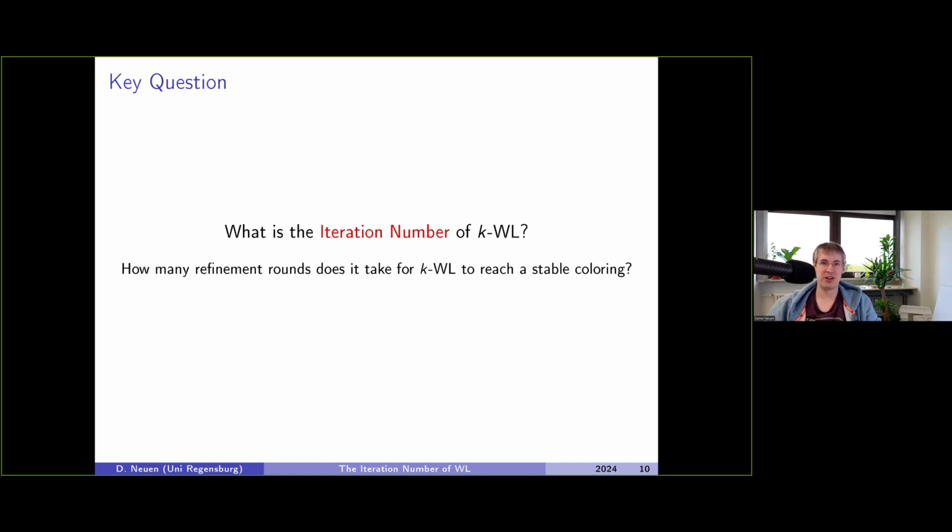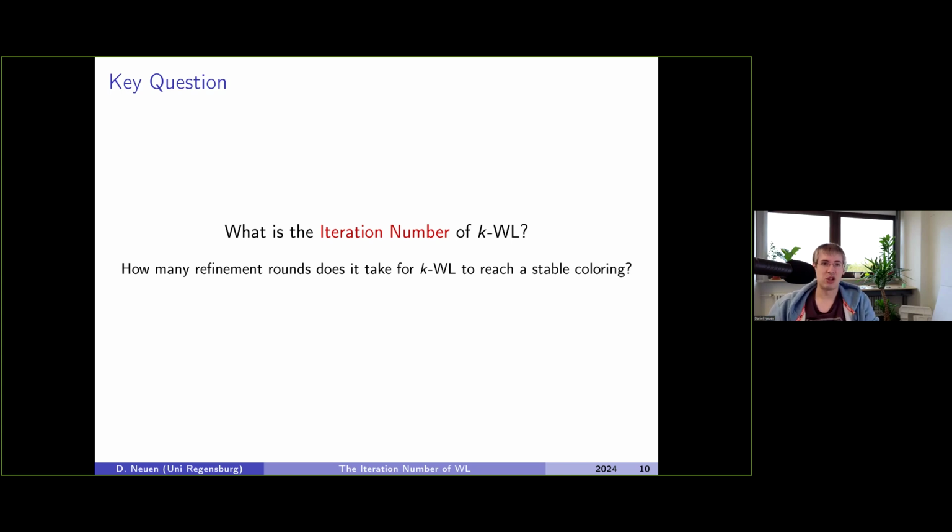So what is the iteration number of k-WL, which means what's the number of refinement rounds it takes to reach a stable coloring? And again, if you remember this equivalence theorem, this is well motivated by the game and logic perspectives, because in the logic perspective, this exactly corresponds to quantifier rank, whereas in the game perspective, it corresponds exactly to the number of rounds that you need. And also, if you look at these other areas, there are connections that give iteration number. There is always some corresponding meaning that also motivates it from other perspectives.